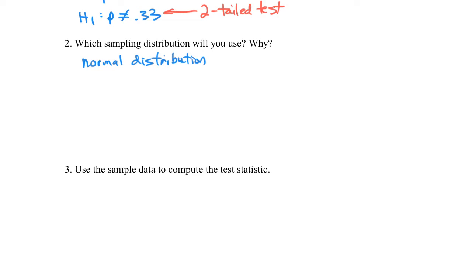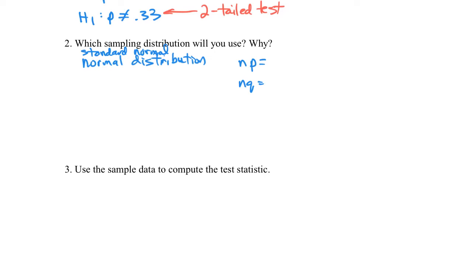Actually, I should probably make this a little better. Let's say standard normal distribution. So basically we're going to use z-scores, right? Now the reason I can do that is we really have to show that we can do that. So n times p.